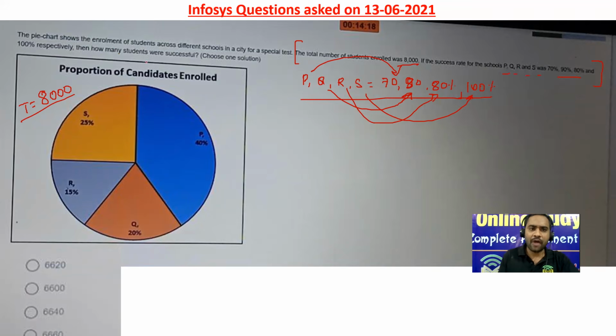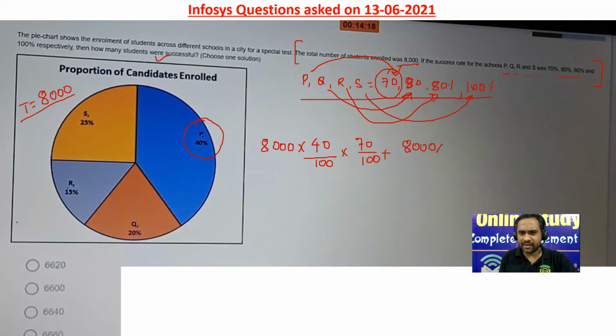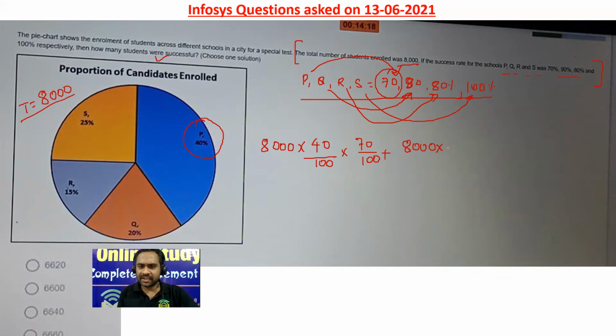Now, how many students were successful? Total is 8,000. From P, how many were enrolled? 40%. And from P, how many were successful? 70%. That's all. Now again, total is 8,000. I could have taken 8,000 common, but your calculation will become lengthy, so that is the reason I have not taken this 8,000 common.